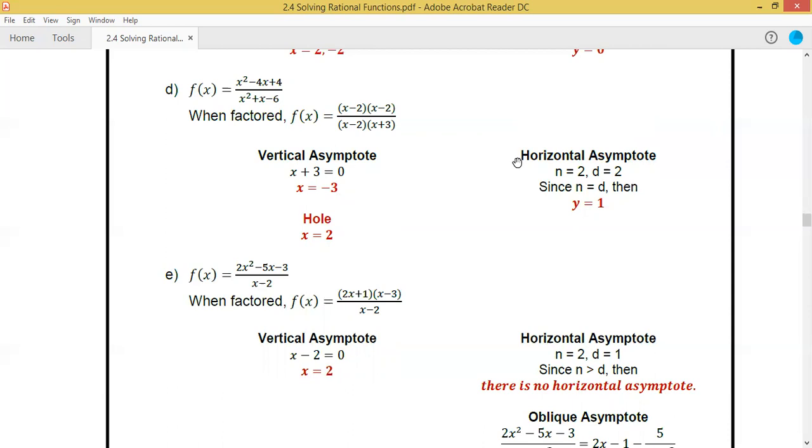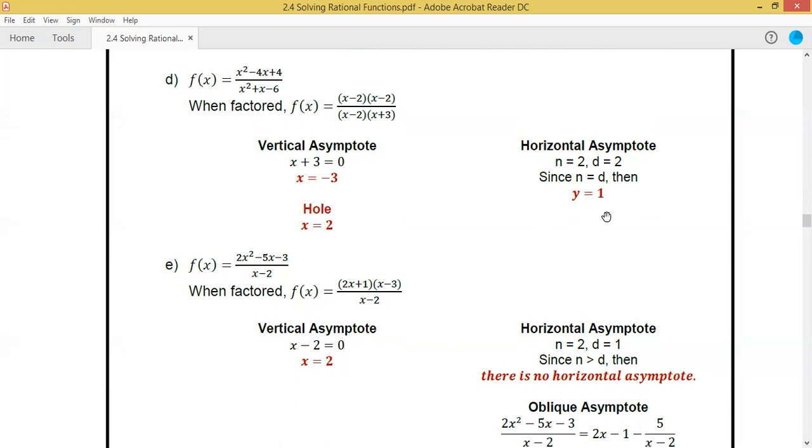For our horizontal asymptote, the degree of the numerator is 2. The degree of the denominator is also 2. They are the same. So we need to divide our leading coefficients. That's 1 divided by 1. So the answer is y equals 1. That's the horizontal asymptote.